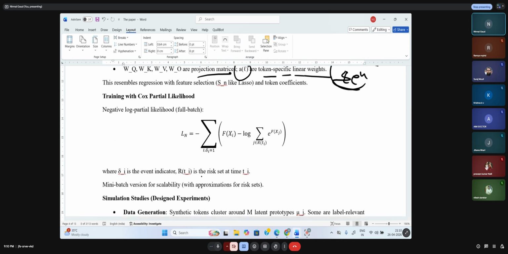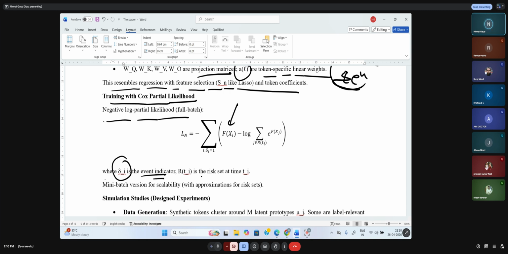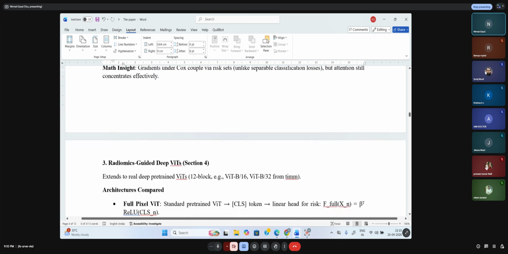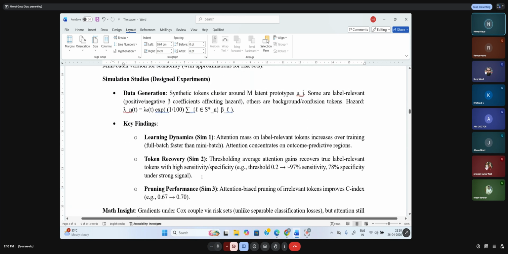Then they are saying this will let us know feature selection and token coefficient. That means which tokens are important. This will help us know. Then training with Cox partial likelihood: negative log partial likelihood, minus f of xi minus log of e to the power f of xj, where delta i is the event indicator, and Ri is the risk set at time ti.